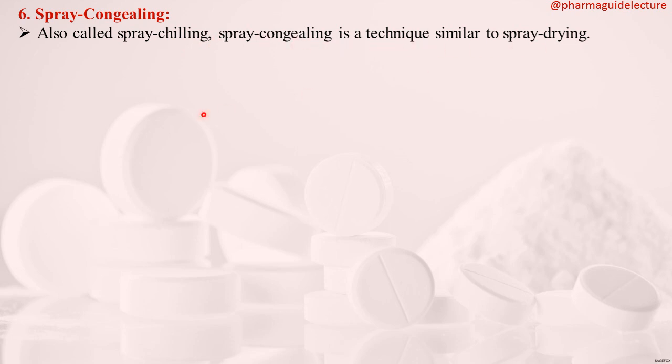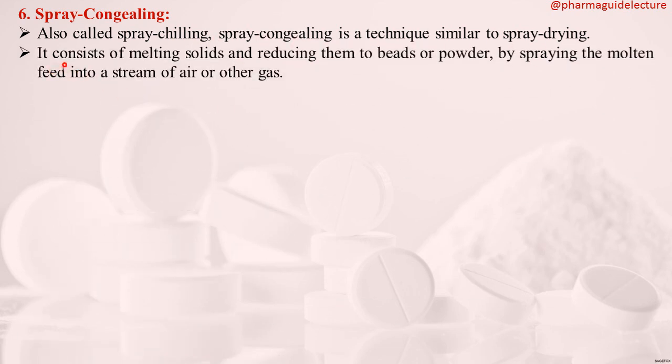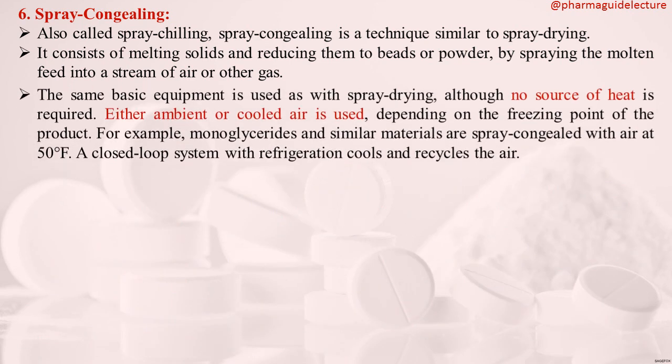Okay, now spray congealing method, also referred to as spray chilling. Spray congealing is a technique similar to spray drying. It consists of melting solids and reducing them into beads or powder by spraying this molten feed into a stream of air or other gases. The solids are melted, then sprayed in a stream of cool air at room temperature. No requirement of heat is there.